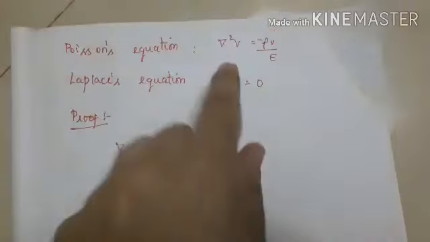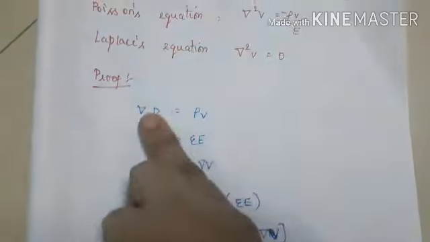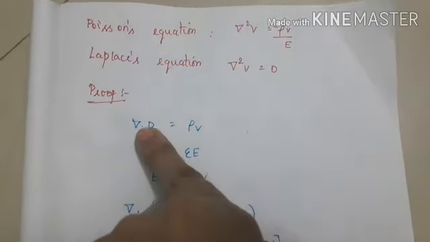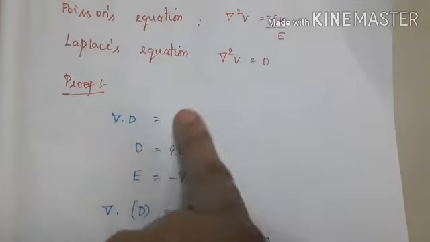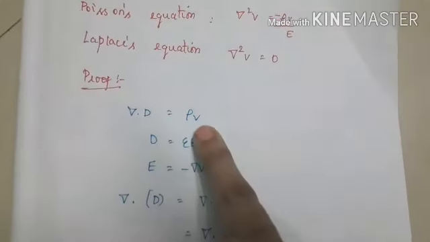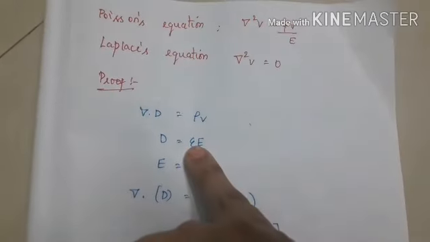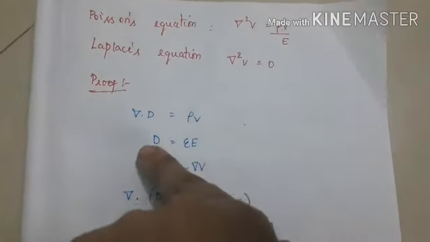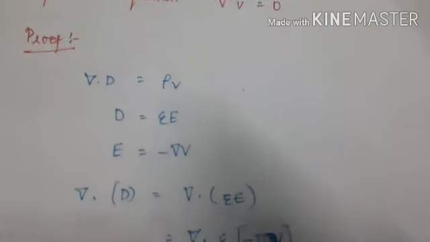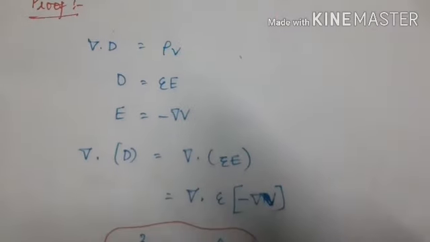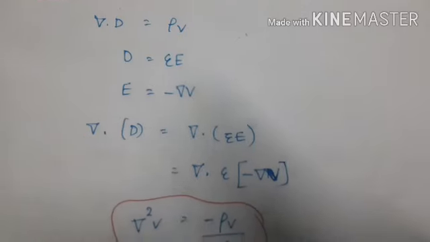Okay. Now we will see the proof for finding this Poisson's equation by using our point form of Gauss law. So del dot D is equal to rho V. This is the point form of Gauss law. D is equal to epsilon E, it is the formula for electric flux density. Then E is equal to minus del V, that is the electric field strength.